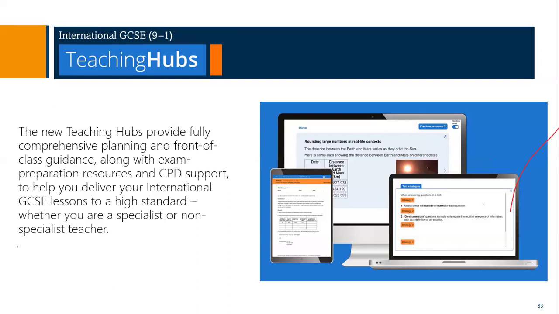It enables you to deliver great lessons with a wealth of front-of-class resources linked to the lesson plans, interactive exercises, animations and videos. The lesson plans are partly scripted with instructions for communicating new learning points and correcting misconceptions, and interactive exam preparation resources.